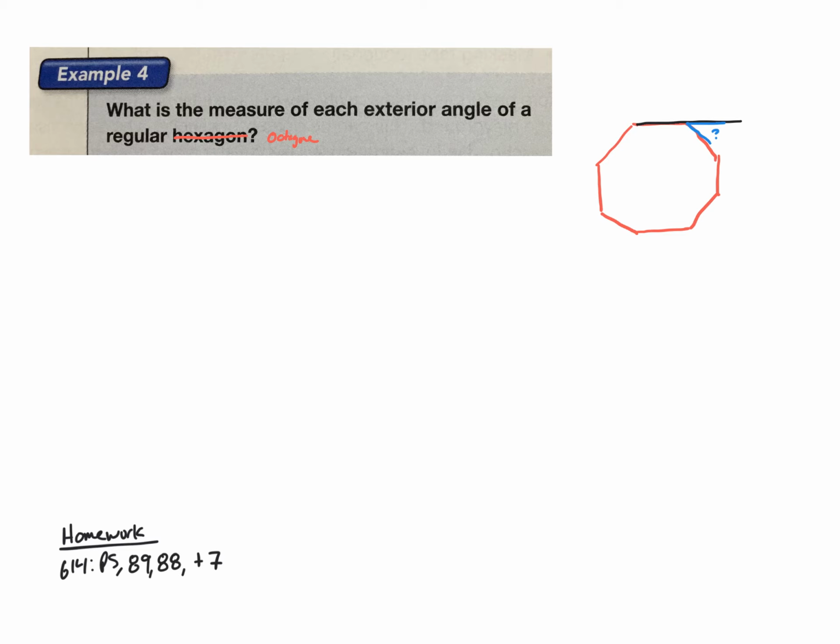Okay, now we know that there are 8 of these exterior angles, and we know that if we added them all up together, we get 360. Now again, since it said that it is a regular octagon, that means each of those exterior angles would be the same. So I'm going to take 360 and divide by 8. I'm just plugging that in my calculator, and this comes out to be 45 degrees. So each of those exterior angles is 45 degrees.